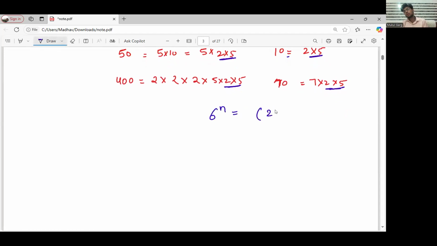6 can be written as (2 into 3) to the whole power n. Now by using the laws of exponents, I can write this as 2 to the power n multiplied by 3 to the power n. So this is the prime factorization of 6 to the power n. So do you see any 2 to the power n multiplied by 5 to the power n form here?